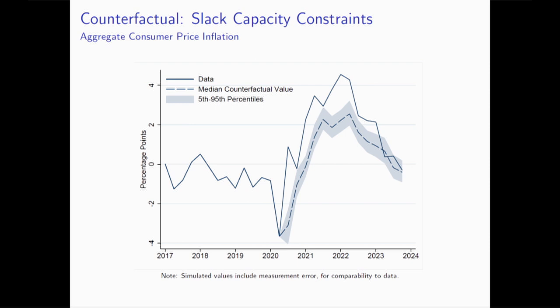Okay? And the answer is basically capacity constraints explain half of the additional inflation that we had over this period. Okay? If there was no capacity constraint binding, we would have produced half of the inflation that we have experienced in the US over this period. So this is significant.